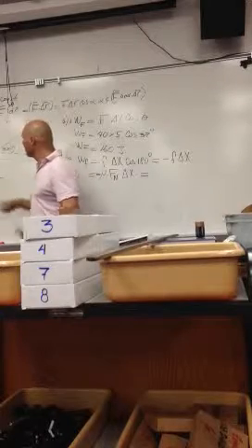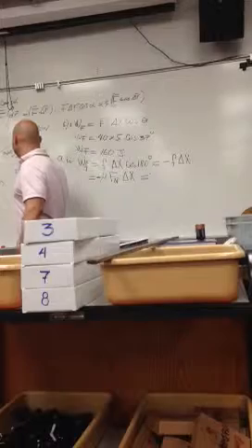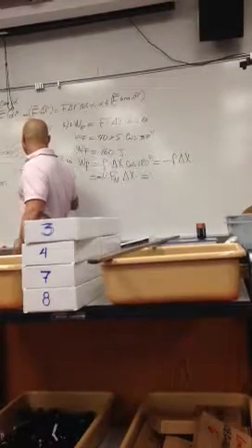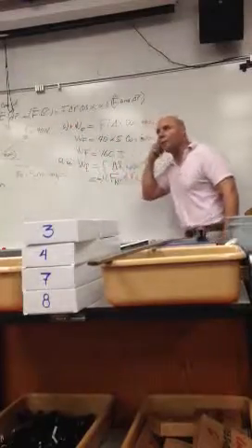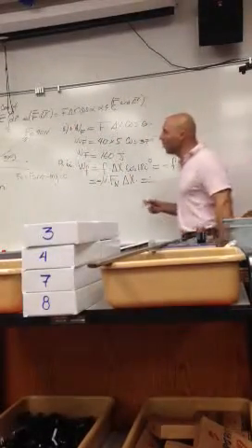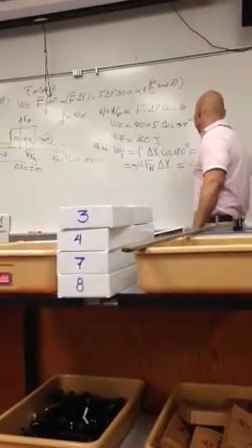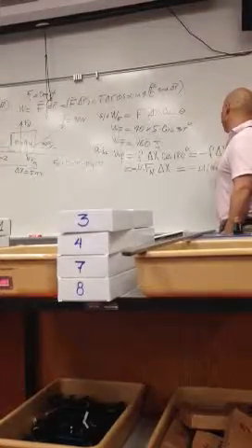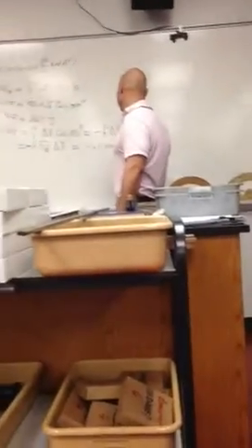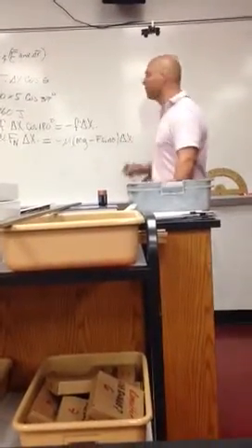So Fn plus F sine theta minus Mg equals 0. This is Newton's first law along y. So what will be Fn? Mg minus F sine theta. So the work is negative mu times (Mg minus F sine theta) times delta x.